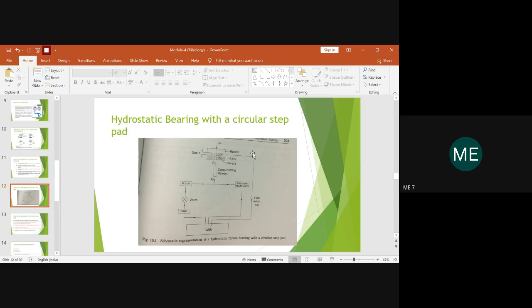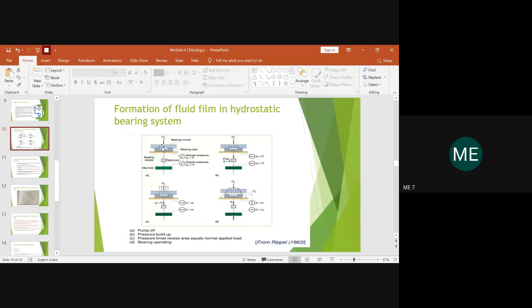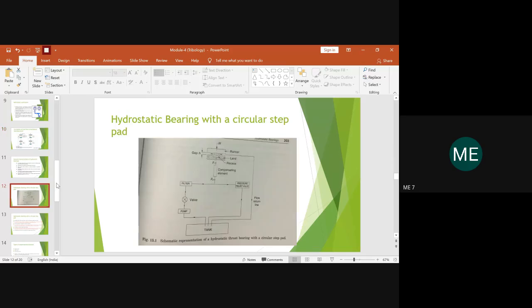So here you can see the schematic picture. What do you understand from this diagram over here? You have a runner, as explained in the previous slide. So this is a bearing runner. The same thing has been mentioned over here. This is a bearing runner, and the bearing runner and the recess will not be in contact.